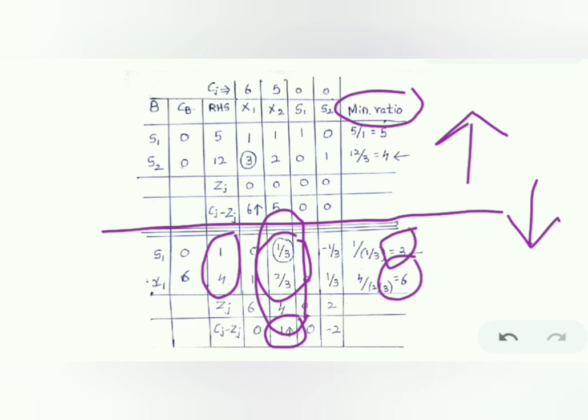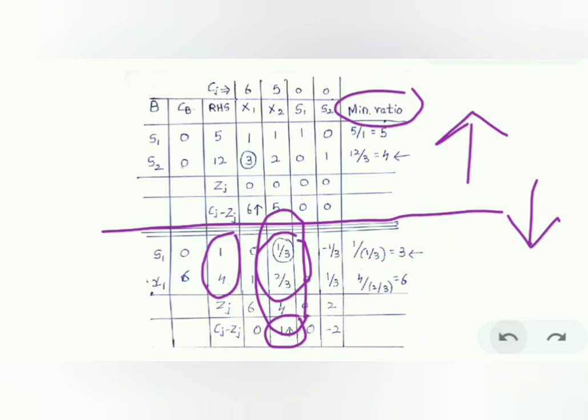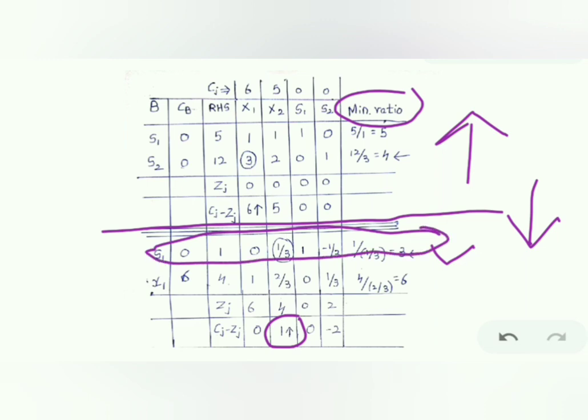Both are positive values. What was the rule for minimum ratio? The least positive ratio, along that would be the pivot row. From 3 and 6, 3 is the minimum. So along it, that will be the pivot row. And this is the pivot column. So the key element is 1 by 3, which I have circled.